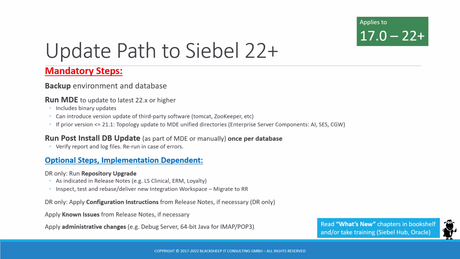But for now, the mandatory steps to do an update for your existing Siebel IP 17 or higher environment is take a backup, run the modular deployment engine or MDE, which puts down the binaries and runs the post-install database update if you wanted to, or you run it manually. You have to run the post-install database update. It's completely mandatory. And then there are optional steps. The biggest optional step is a repository upgrade. Then you might have to follow some config instructions in the release notes, or changing your DR repository. Then there are known issues or administrative changes.